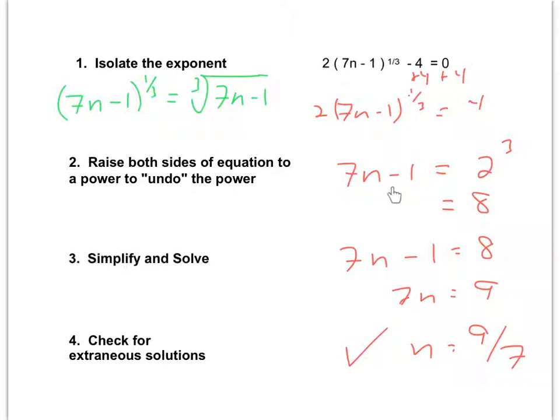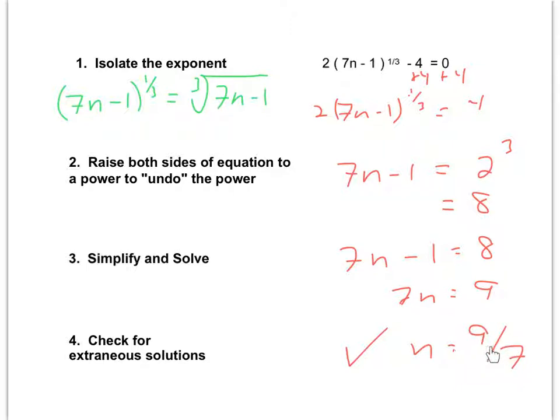Now I'm going to cube. I'm going to raise each side to the third power because I had 7n minus 1 to the 1/3. When I raise that to the third power, I get 7n minus 1 is equal to 2 to the third. Well, 2 to the third is 8. I'm going to add the 1 to both sides. 7n is equal to 9. Divide both sides by 7. n is equal to 9 divided by 7.